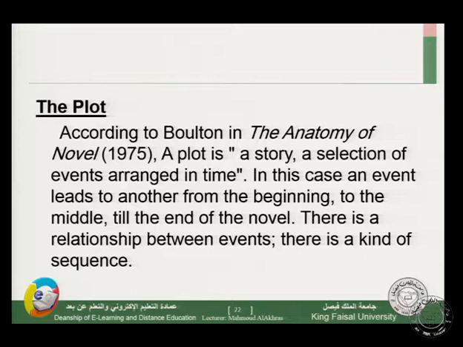In this case, an event leads to another from the beginning to the middle till the end of the novel. We have a kind of sequence from the beginning, the middle, to the end of the novel. This is called the plot of the novel. There is a relationship between events. There is a kind of sequence.